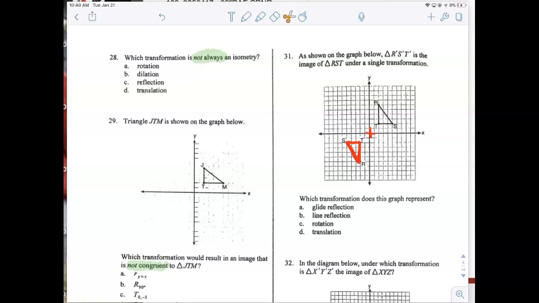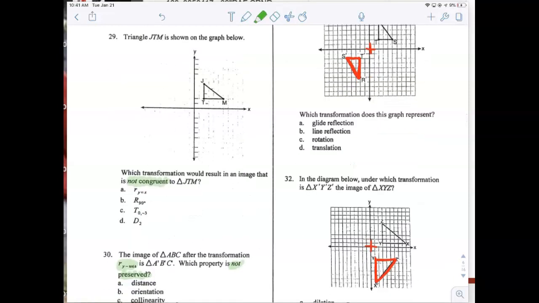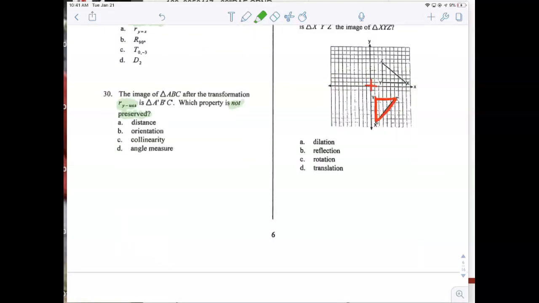Number 28, which transformation is not always an isometry? We just talked about that. It would be a dilation. Number 29, same type of thing. Which transformation would result in an image that is not congruent? Again, dilation.